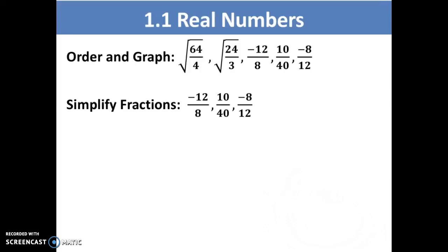The next three numbers that we have to change into decimals are all fractions. Our first one is an improper fraction, and let's go ahead and simplify that. Negative 12 over 8. Try it yourself. Pause the video and then come back and check your work against mine. So negative 12/8, I know I can simplify that.